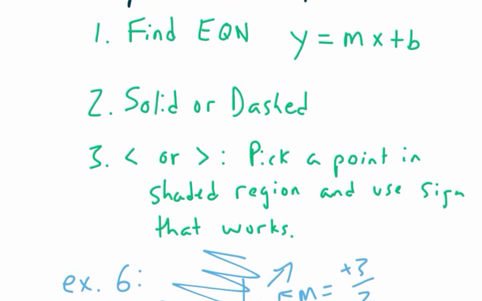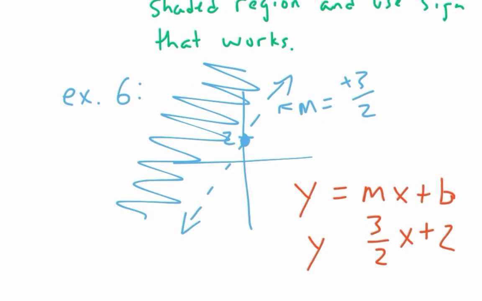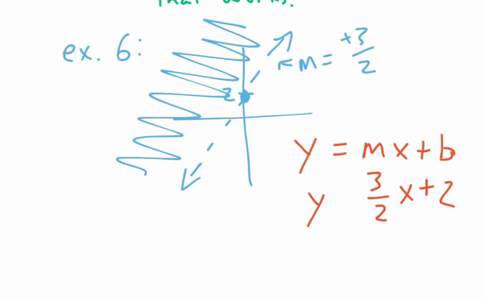First step was find the equation. So now is it solid or dashed? It's dashed, so we know it's going to be greater than or less than, not the or equal to. So we need to figure out greater than or less than. And then I would pick a point. So I may just go with, do you agree, this point here, which is going to be 0, 3. 0, 3 is in that shaded region.